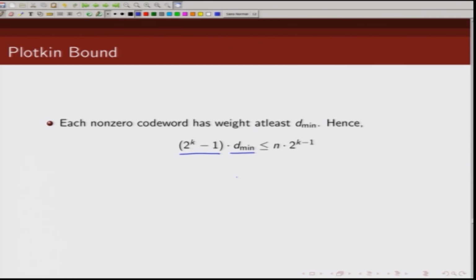And what is the number of ones in this array? That is given by n into 2 raised to power k minus 1. So, from this we get a relationship that the minimum distance of the code is upper bounded by this, and this is known as the Plotkin bound.